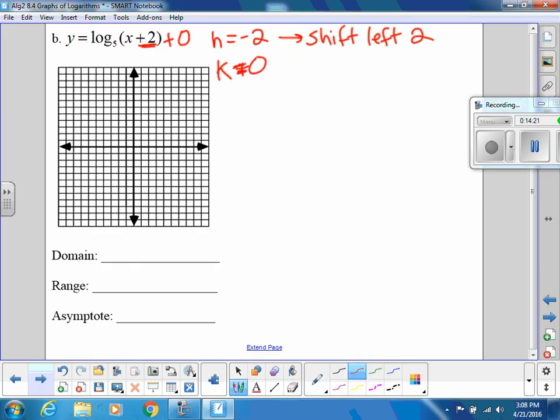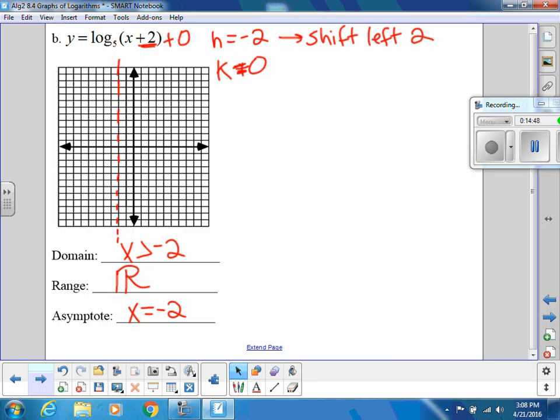All right, so our domain is going to be x is greater than -2. My range is always all real numbers for logs. And then my asymptote is x equals -2. If we do that first, it really helps with the graph because I know that I'm going to have an asymptote right here. So you see how it's no longer on that y-axis anymore. It's not at 0, it's shifted to the left too.